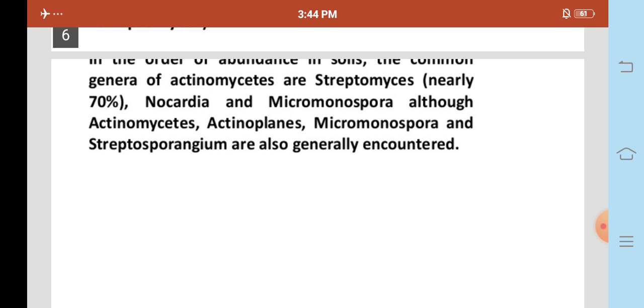Among the genera of Actinomycetes abundant in soils, Streptomyces makes up nearly 70%, followed by Nocardia and Micromonospora. Actinoplanes and Streptosporangium are also generally encountered.